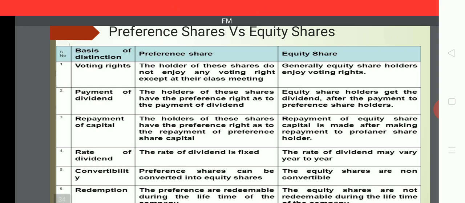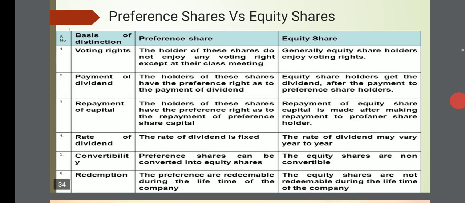Now, preference shares versus equity shares. Voting rights: preference shares don't have voting rights, equity shares have voting rights. Payment of dividend: preference shares get preference dividends, and they get preference over the payment of dividend to equity shareholders. Repayment of capital: the holders of these shares have preference rights in the payment of share capital. So again, preference shares get preference over equity shares.